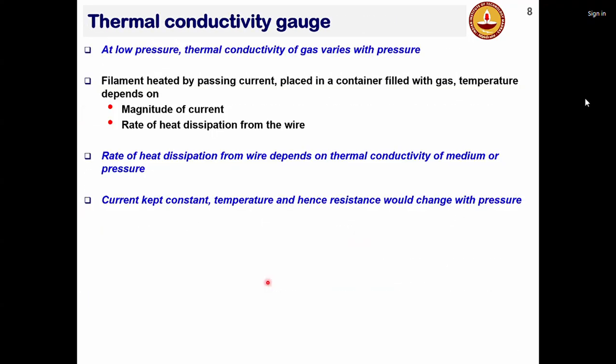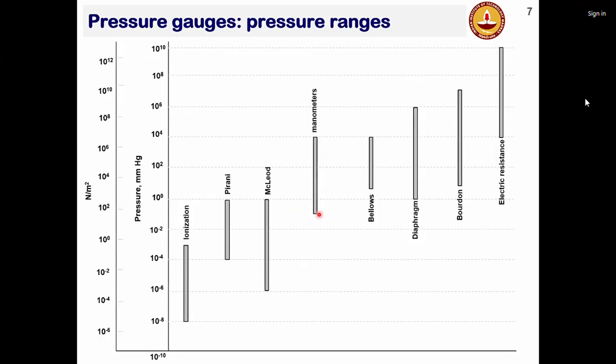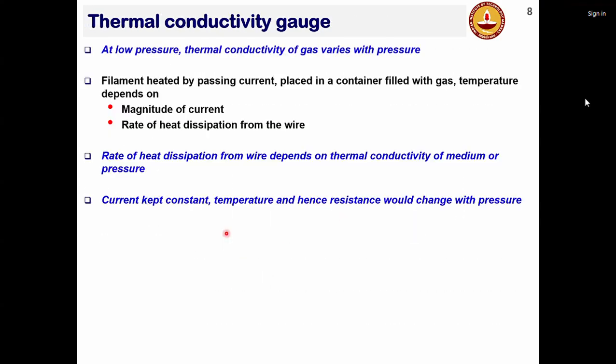So what is the principle behind the thermal conductivity gauges? These are the first gauges we are going to look at. The principle is that at low pressure, the thermal conductivity of a gas varies with pressure. This is not really the case when the pressure is above atmospheric, but when the pressure is vacuum pressure, the thermal conductivity of the gas is a strong function of pressure.